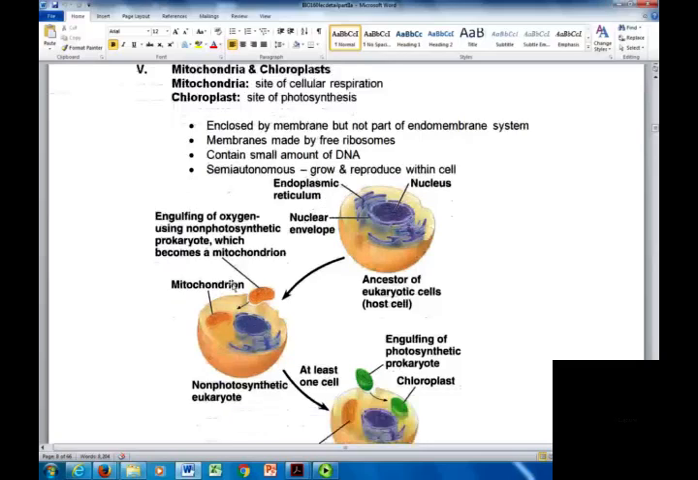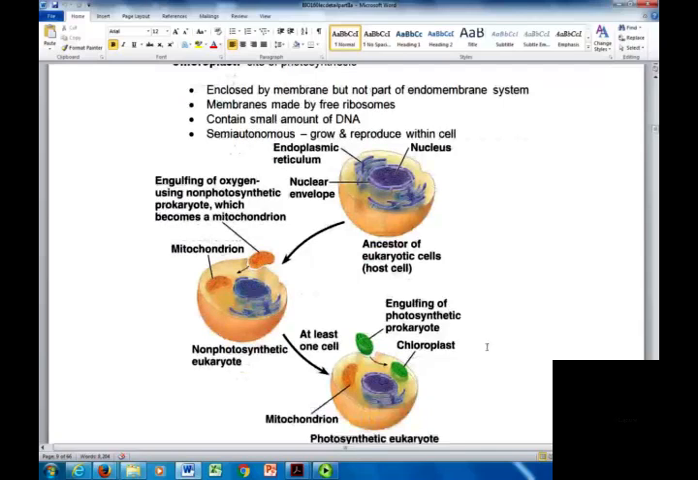So how these came about is what we call the endosymbiont theory. So you had a cell that ended up engulfing, in the case of a mitochondria, an oxygen-using non-photosynthetic prokaryote. That prokaryote lost the ability to survive on its own, and eventually it became dependent on the other cell as an organelle and became the mitochondria. You also had a cell that would engulf a photosynthetic prokaryote, which became the chloroplast.